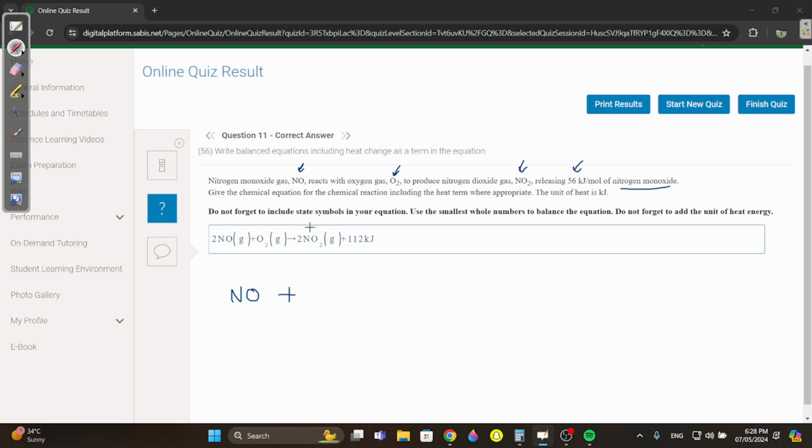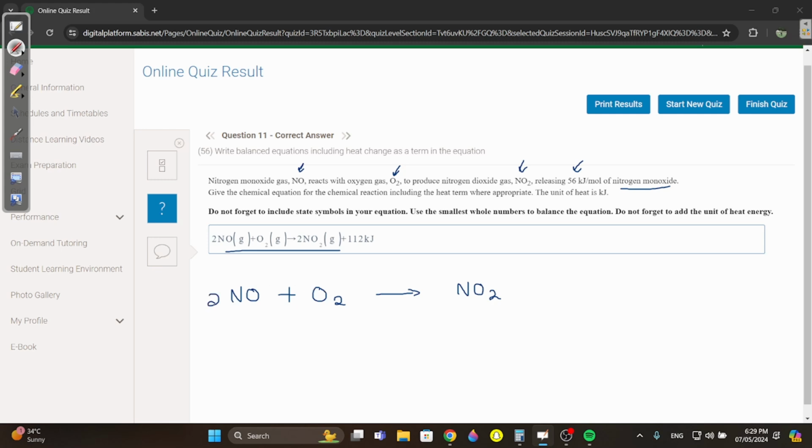NO. Forget the state symbols for now. We'll put the state symbols later. But our general equation: NO plus O2 to produce NO2. The first thing you look at is, is my equation balanced? And obviously here it isn't, because I have 3 here and I have 2 here for oxygen.